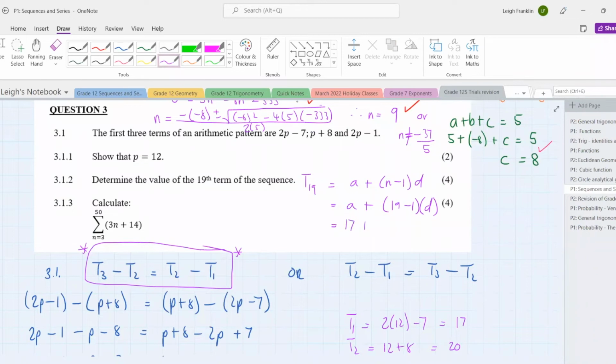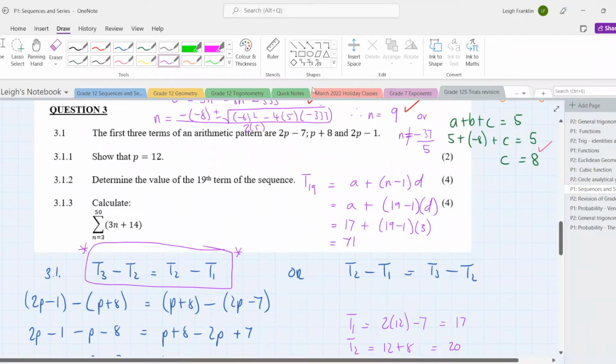Okay, so now we can go and sub this in here. So we've got 17 plus (19 minus 1) times 3. Always a good idea to put d in brackets. Sometimes your difference is negative, and then you end up subtracting 3 or subtracting whatever it is instead of multiplying it. Okay, good stuff. So 71.